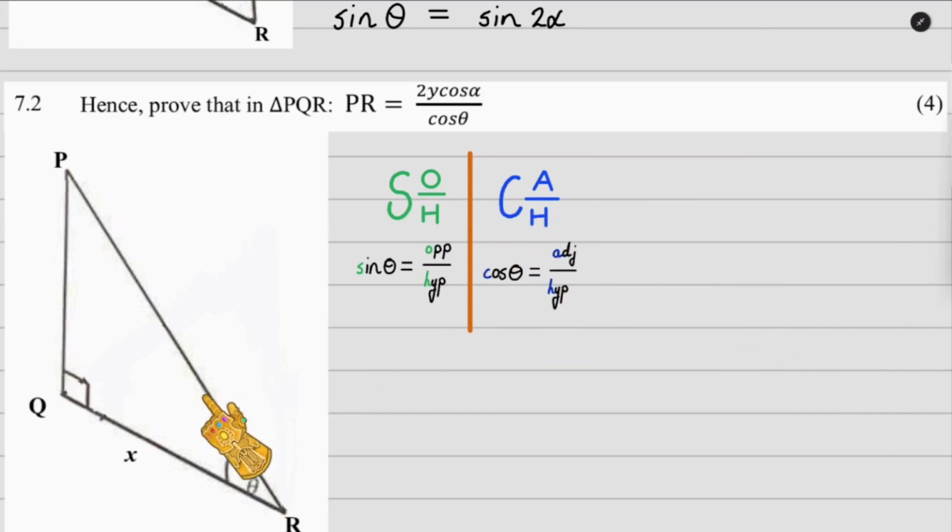And we also want to tie in the information we have. So we've got to use this x somehow. And x is the adjacent to my angle. It's adjacent or next to this theta. So we will be using cos because we have the adjacent and we want the hypotenuse.